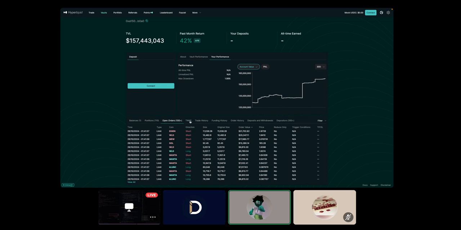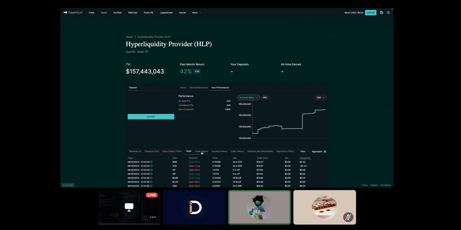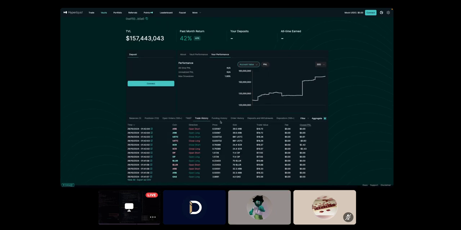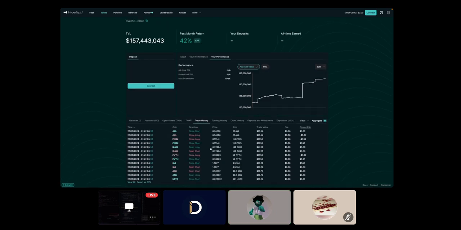You know where XYZ are based from? Where are they from? Is that an American company? No idea. But yeah, this is the trade history. Hyperliquid is just a broker, like Binance and stuff. But literally, crazy.